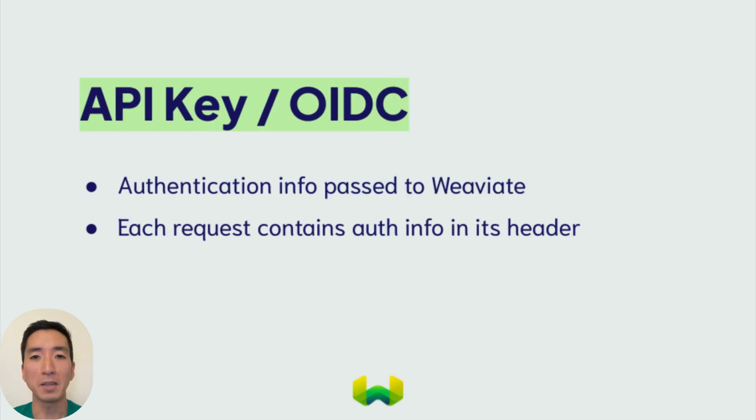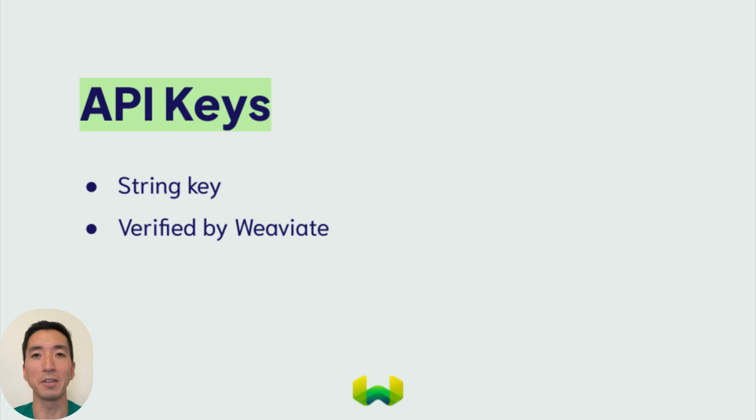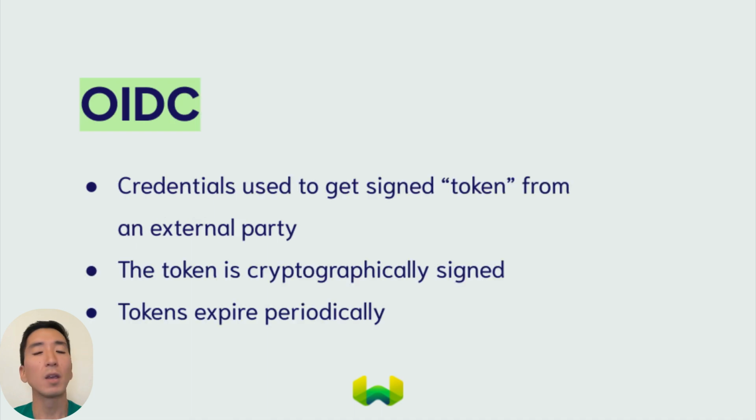Now with API key or OIDC, authentication information is passed along to Weaviate with each request as an additional header. The API key method uses a string key that Weaviate verifies internally to provide corresponding permissions. With OIDC though, your credentials like the username and password are used to obtain a signed token from an external token issuer like Microsoft, Okta, or WCS and passed along to Weaviate.